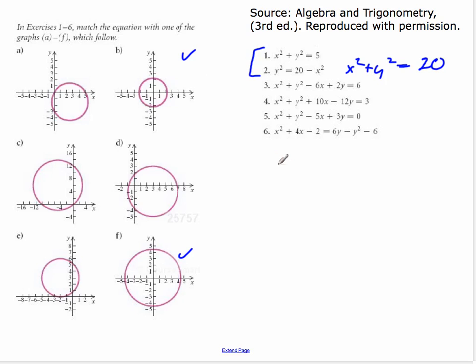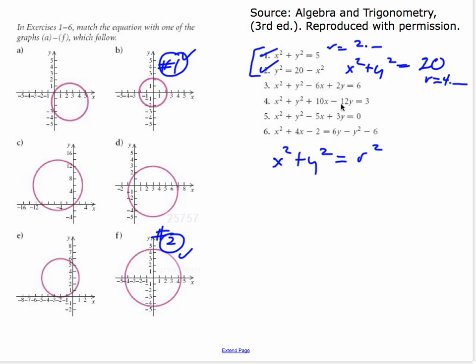This one here, I know the general equation for one centered on the origin is this. So in this one, r squared is 5, so the radius would be equal to 2 point something. This one, the radius would be equal to 4 point something, because the square root of 20 would be 4 point something. So number 2 looks like this one here, the one that has a radius just over 4. So F and number 2 go together. That means this one must be the other one, so this must be number 1. Okay, so 1 and 2 are done.